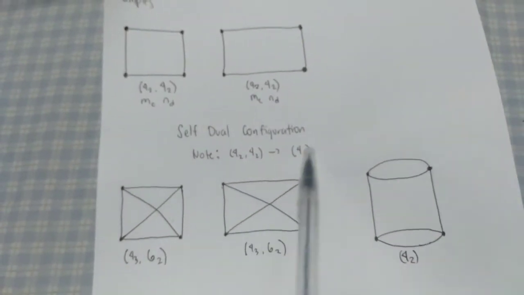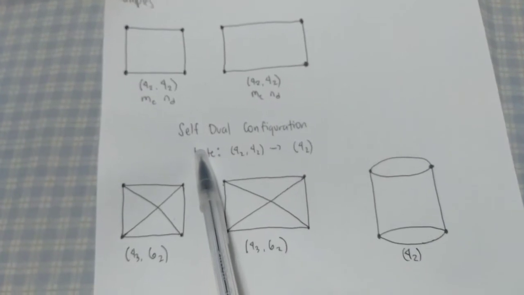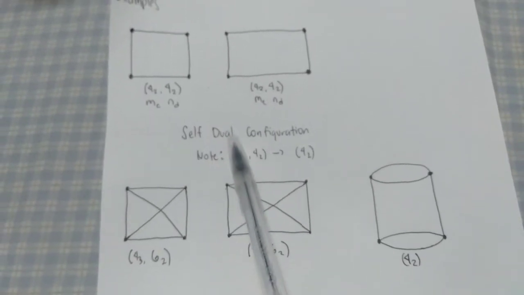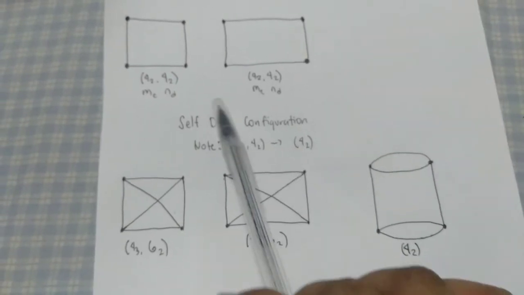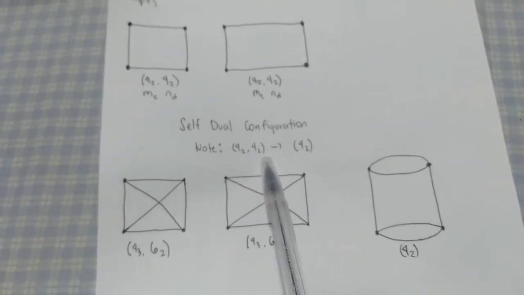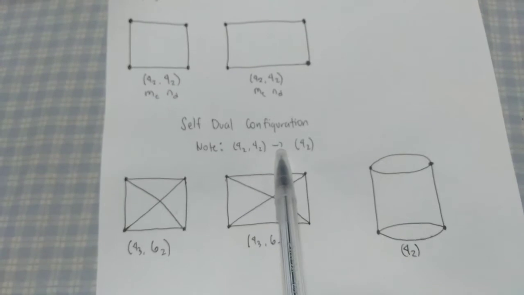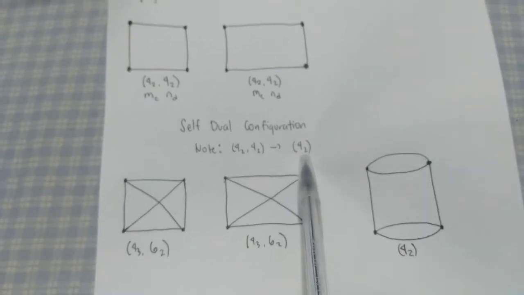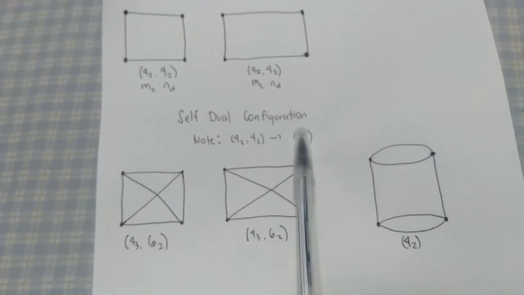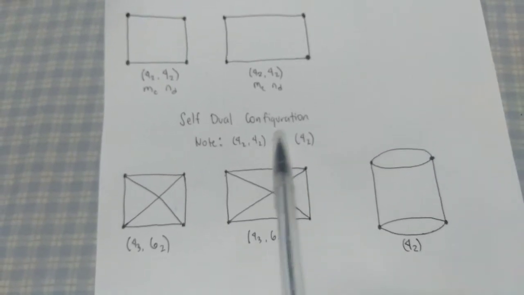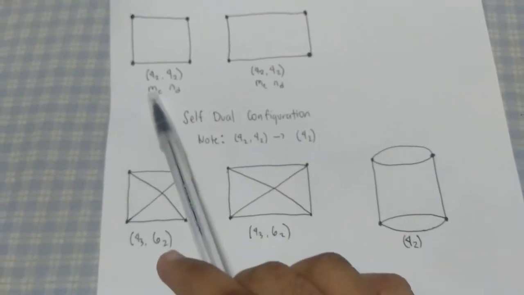What is the meaning of self-dual configuration? It will configure itself into a singularity, like this. (4, 2), (4, 2). Now, it will be a single configuration like this, because they have the same MC and ND.